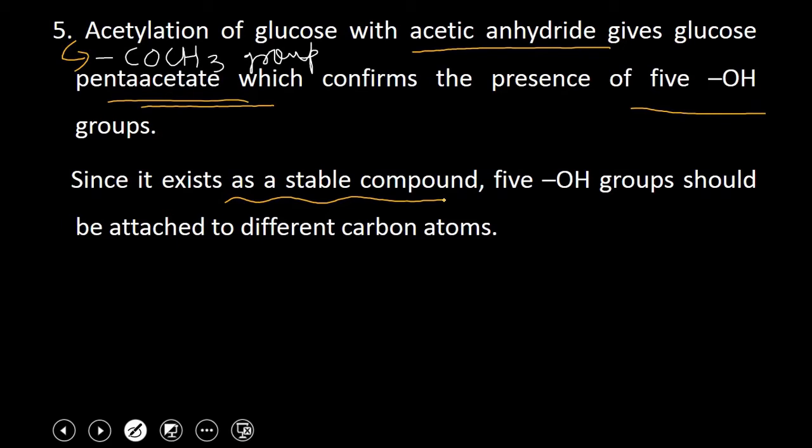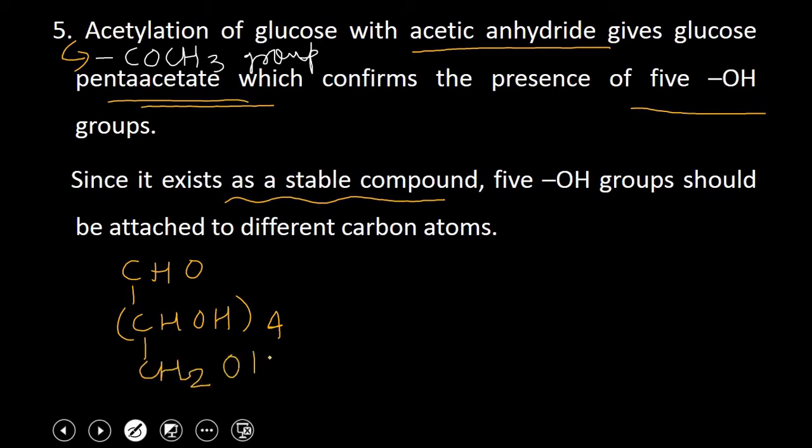So now I would like to write the reaction here. I'm writing the structure of glucose, CHO, CHOH whole 4, CH2OH. So this is glucose. Then I am writing here on the arrow, acetic anhydride.